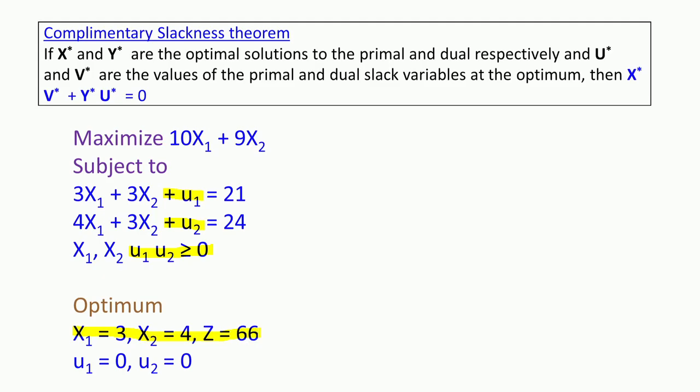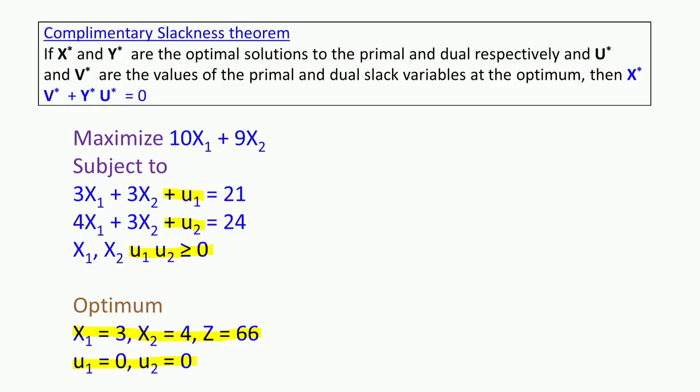From simplex terms, x1 and x2 were basic, they were in the solution. x3 and x4 were non-basic, they were not in the solution, they were fixed at 0. So, x3, x4 are fixed at 0, therefore, u1, u2 are 0. Another way to look at it is, if x1 equal to 3 and x2 equal to 4, go back and substitute in the first equation. So, 3 into 3 is 9 plus 3 into 4 is 12, that is 21, therefore, u1 will become 0.